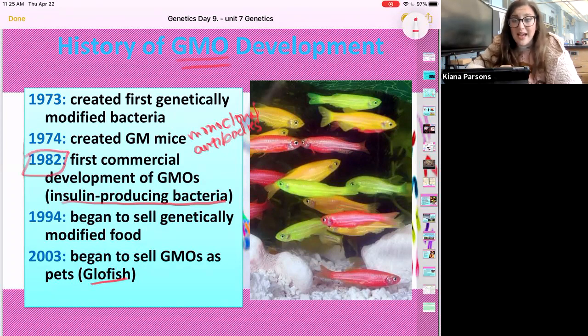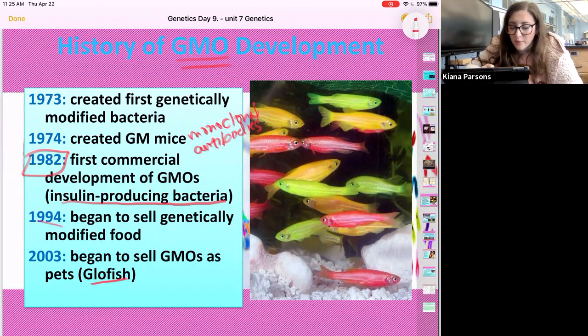So, before that, people that had diabetes had to get insulin that was harvested from humans, which was much more difficult to synthesize and produce. But now we use bacteria to make that insulin. And you would think it would make insulin cheaper, but sadly, it has not.